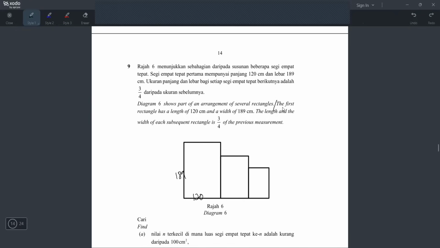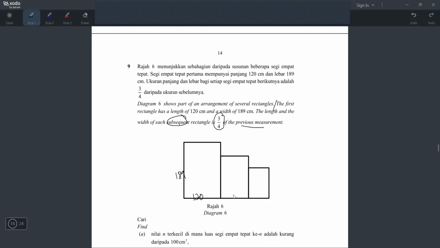And then the next one, the length and the width of each subsequent rectangle is 3 over 4 of the previous measurement. Oh, that's why it's smaller. Because the subsequent means the next one, it's 3 over 4. So you can see the rectangle becomes smaller, smaller, smaller, and smaller, right? So can we calculate the next length and width? Yes, just take 120 times 3 over 4.